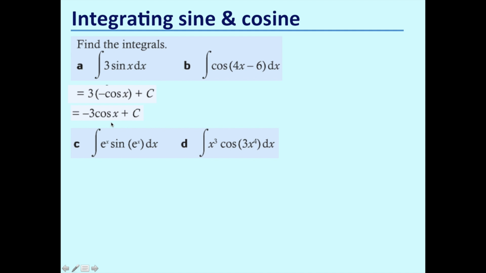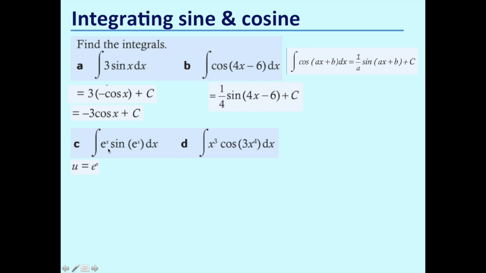For part B, we are going to use the rule that we looked at previously for the composite, so it's going to be 1 over 4, the integral of cos x is sine, so it's going to be sine(4x minus 6) plus c.